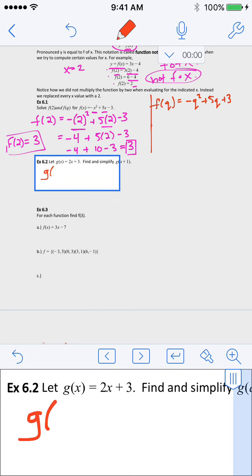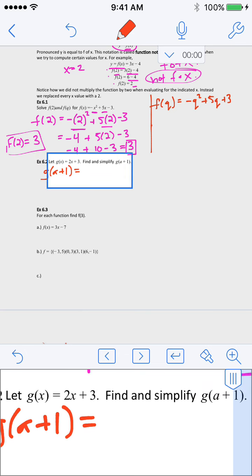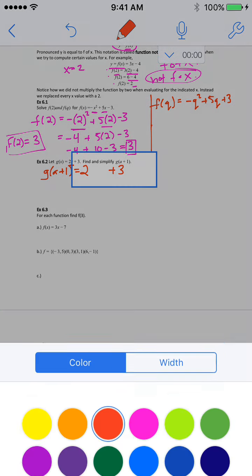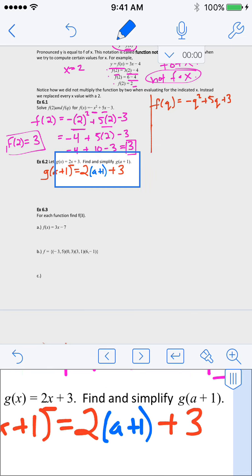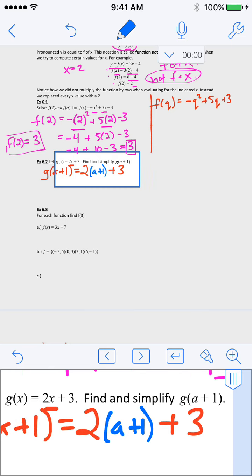Instead of g of x, we'll write g of a plus 1. And then every time I see an x, there's only one instance of x here, a 2x. I'm going to keep that 2. I'm going to keep that constant of 3, right? But instead, I'm going to plug in an a plus 1. So I plugged in an a plus 1 instead of x. There it is. That's what it was.